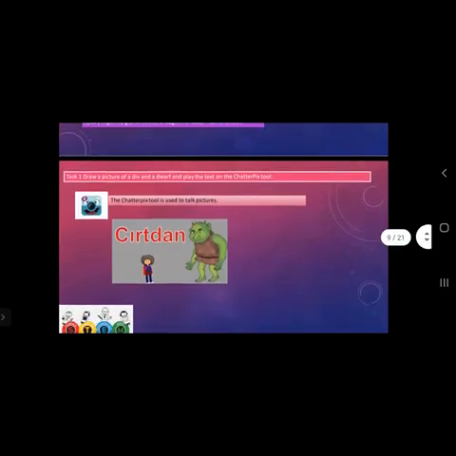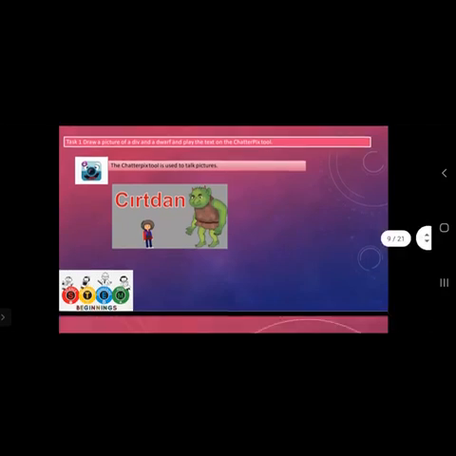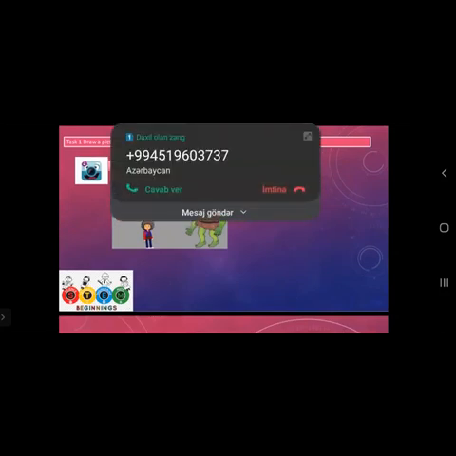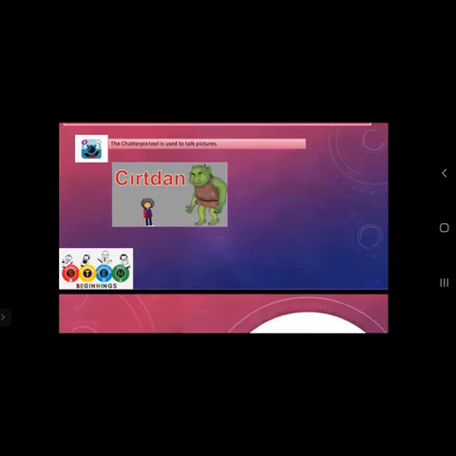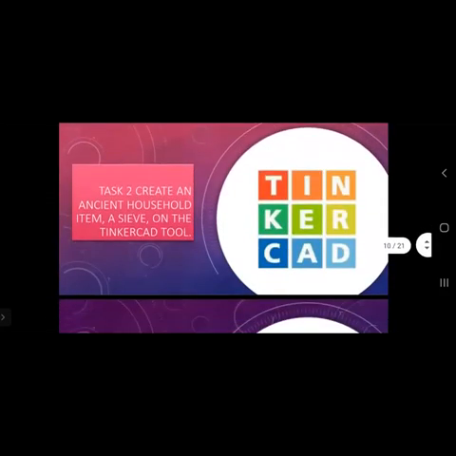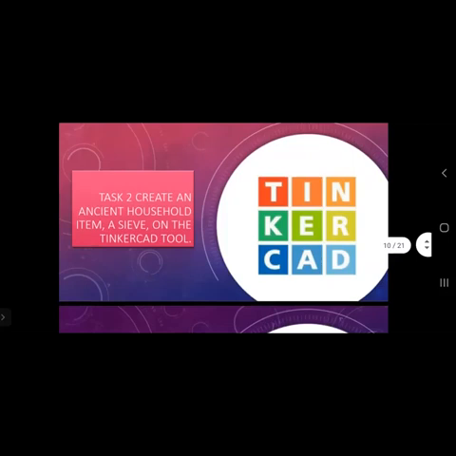First task, I said to my students, draw a picture of a giant and a dwarf and place the text on the Chattapix tool. What's the Chattapix tool? Chattapix tool is used to make a picture talk. Speak on Chattapix tool. Then our second task, create an ancient household item, a sieve, on the Tinkercad tool. Tinkercad, very creative program. I used it in my class.